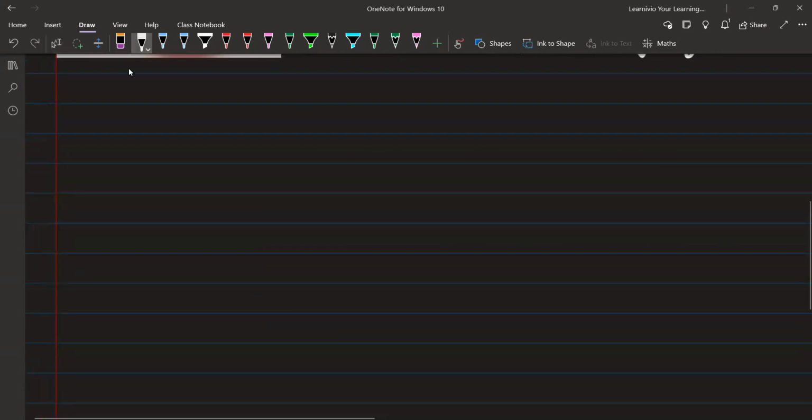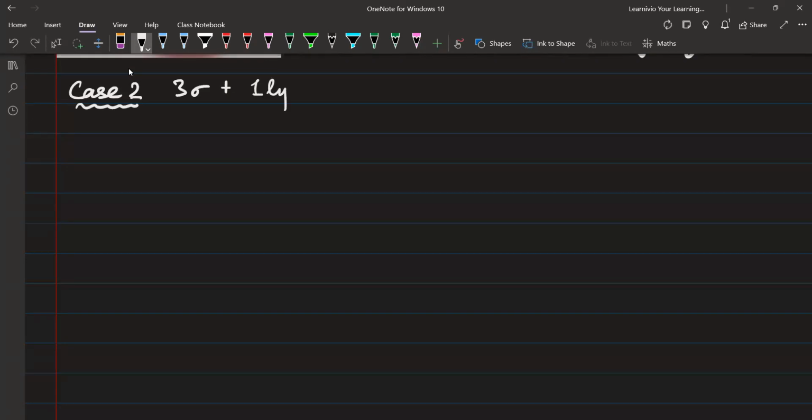Case 2. In the above case, we have taken 4 sigma. In this case, we are going to take 3 sigma plus 1 lone pair. We are still at steric number 4. In this case, we will have 3 surrounding atoms and a lone pair on the central atom. The hybridization in this case will still be sp3. All of the things are going to be the same.